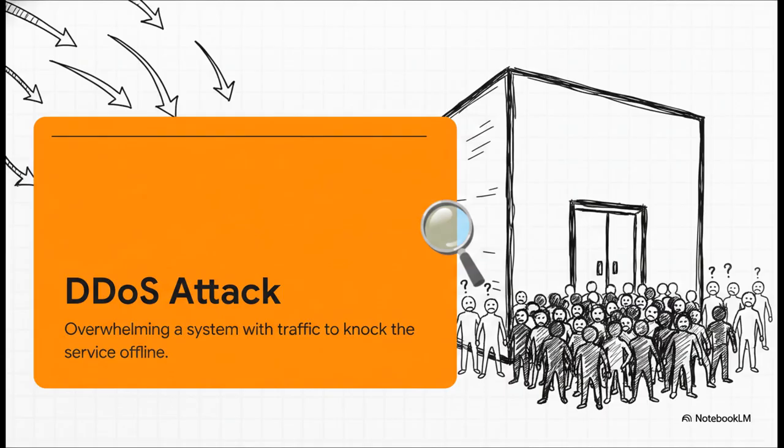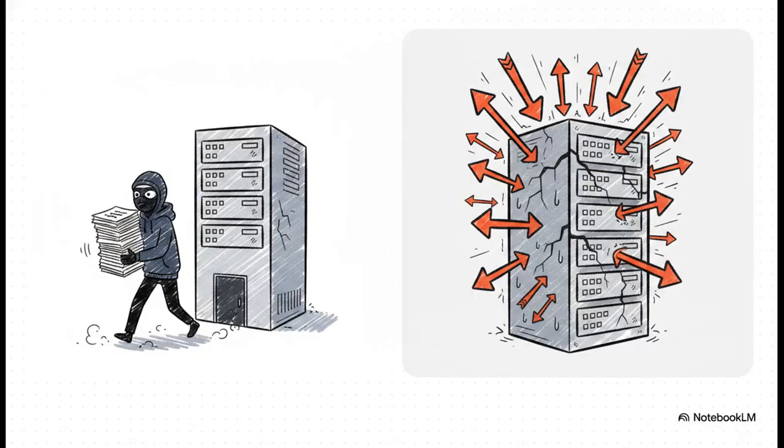Think of it like a massive, coordinated crowd of people physically blocking the front doors to a building so that the legitimate customers can't even get inside. And this brilliantly illustrates the difference between the two events. Vulnerability exploitation is sneaking through the back door in the dead of night to steal sensitive files. A DDoS attack is crushing the servers with raw, overwhelming traffic just to bring the website down entirely.